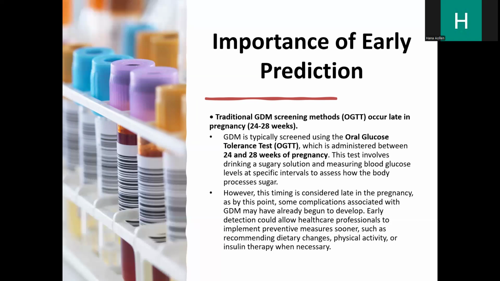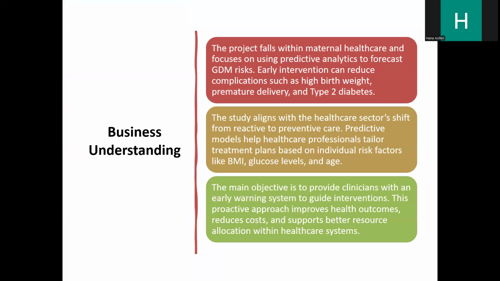So, early detection could allow healthcare professionals to implement preventive measures sooner, like recommending dietary change, physical activity, or insulin therapy whenever necessary. So, the business understanding: this project falls within maternal healthcare and focuses on using predictive analytics to forecast GDM risks. Early intervention can reduce complications like high birth weight, premature delivery, and type 2 diabetes.